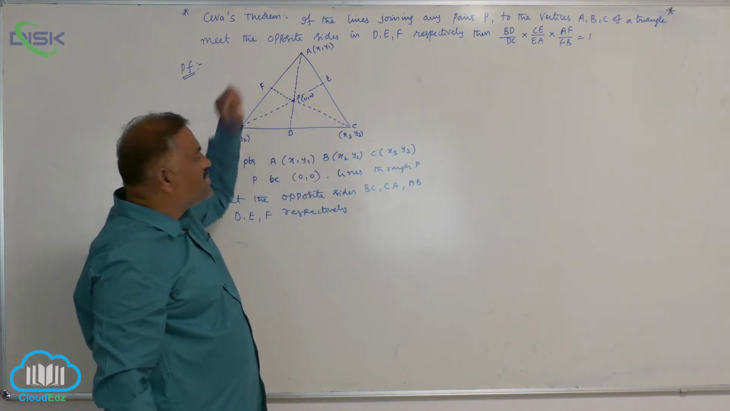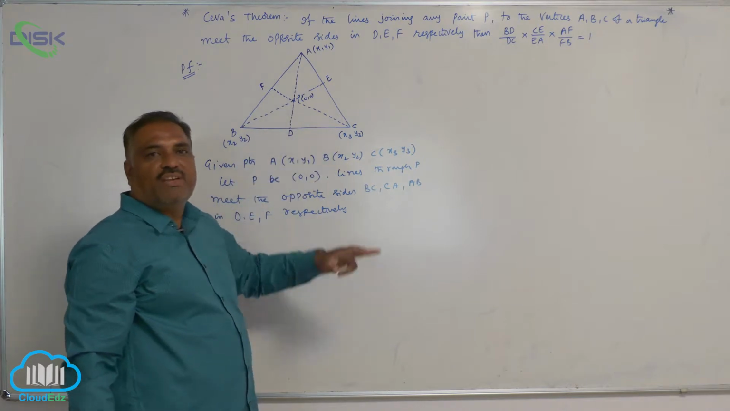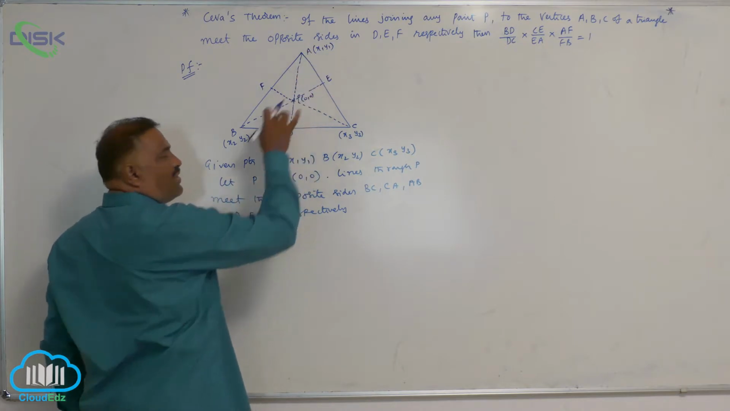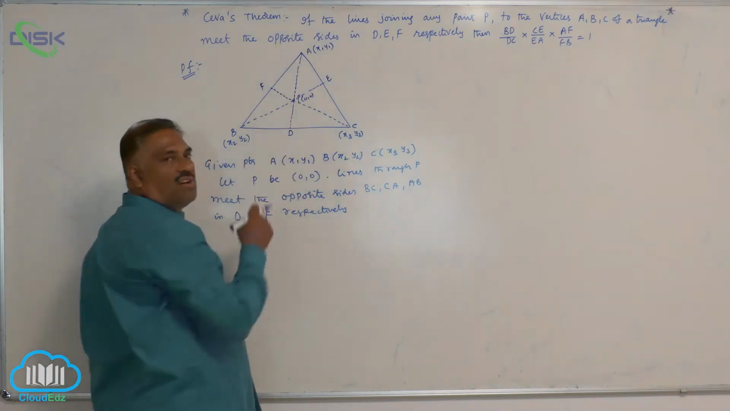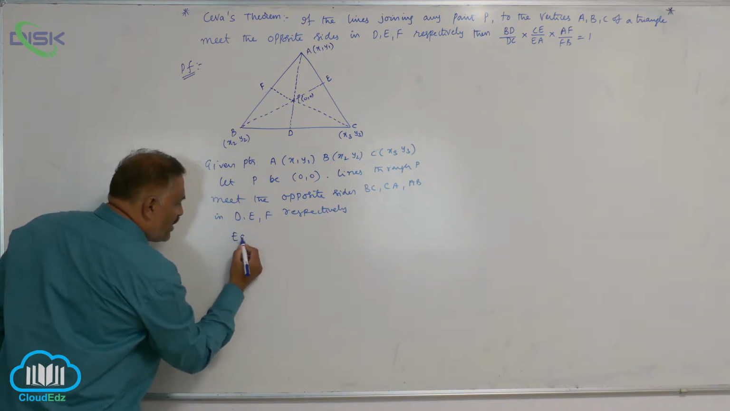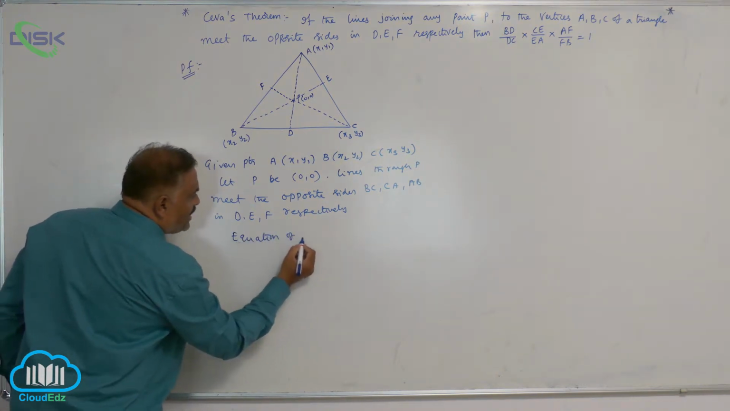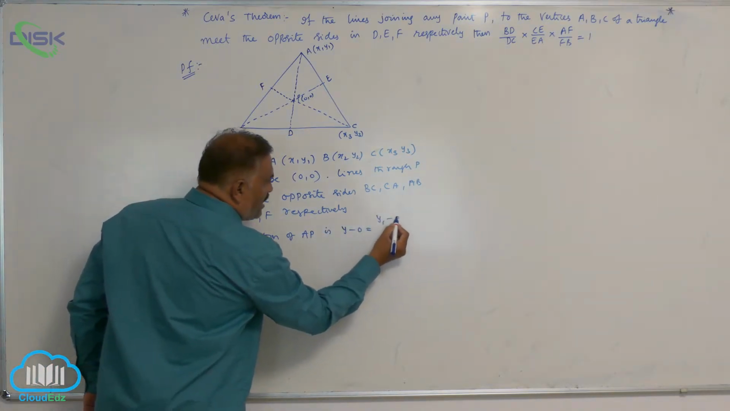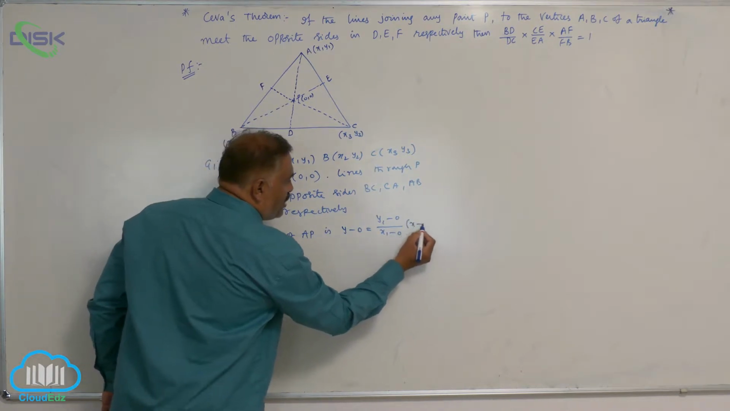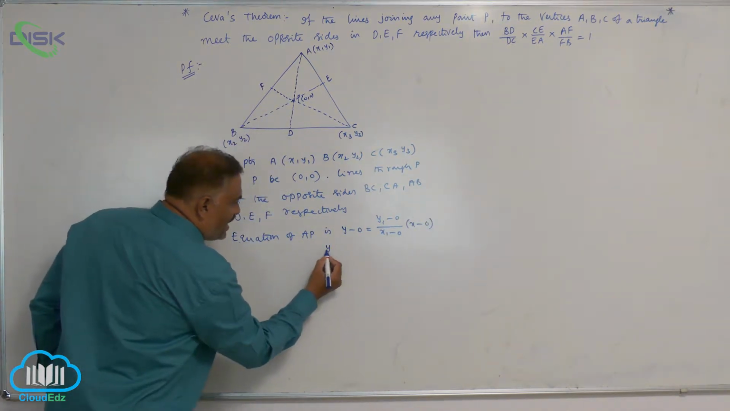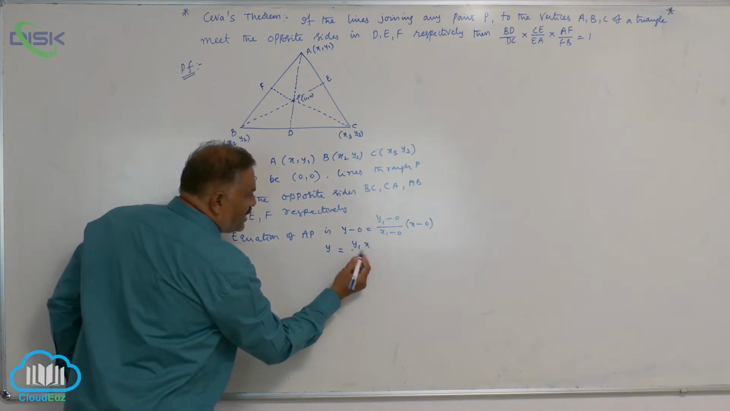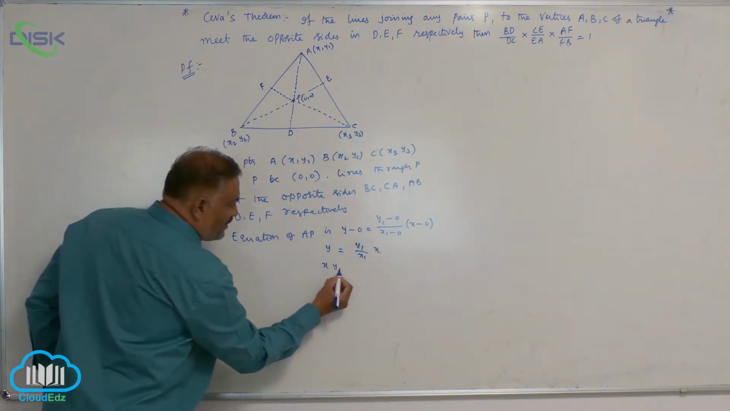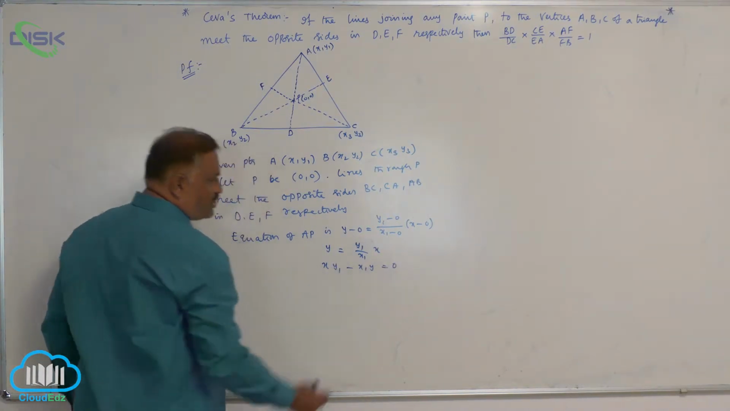Now you can observe very clearly, when you have taken this as (0, 0), what is the slope of this line? Difference of y coordinates by difference of x coordinates. So the slope of this line is y1 by x1. Now we want the equation of AP. So the equation of AP is given by y minus 0 is equal to (y1 minus 0) by (x1 minus 0) into (x minus 0). It is y is equal to y1 by x1 into x. That is x y1 minus x1 y is equal to 0.